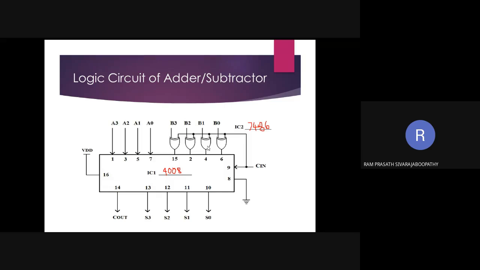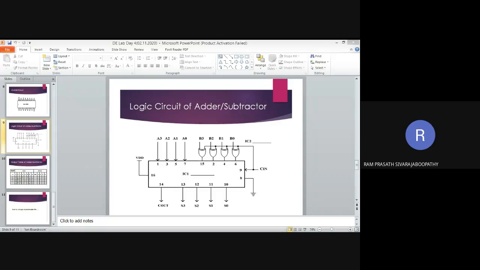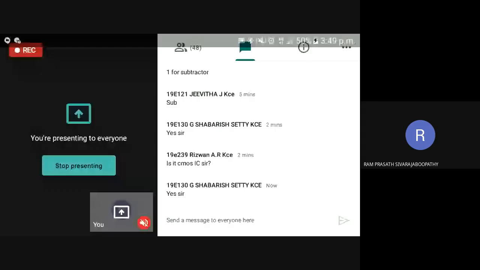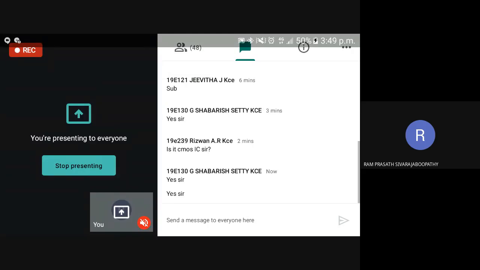Fine. So now I am going to present it from my mobile phone. Is my mobile screen visible for all of you? Yes? Okay.